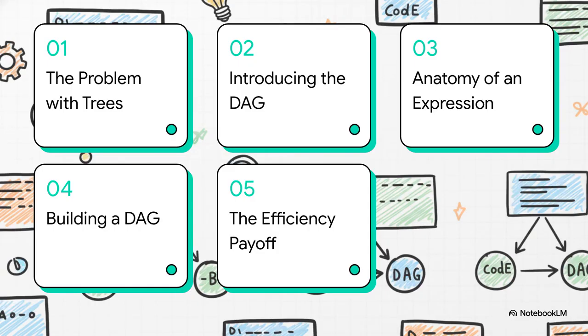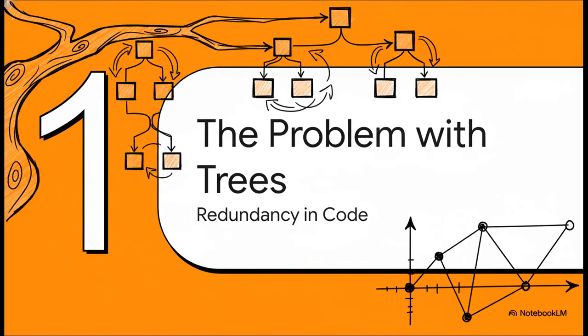So here's what we're going to cover. First, we'll look at a common problem with how we represent code. Then we'll introduce a much smarter solution called a DAG. We'll see it in action, figure out how it's actually built, and then wrap up with why this all matters so much for performance. All right, let's get right into it.